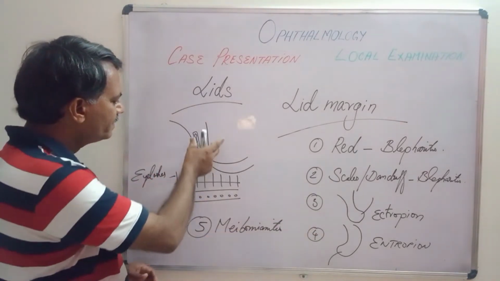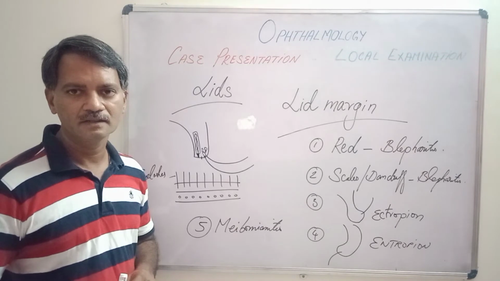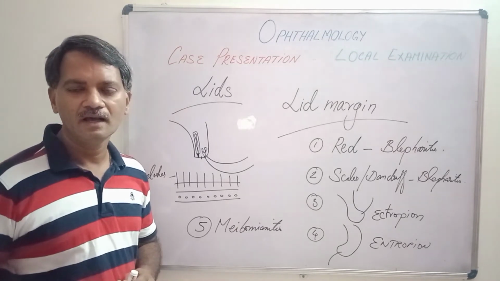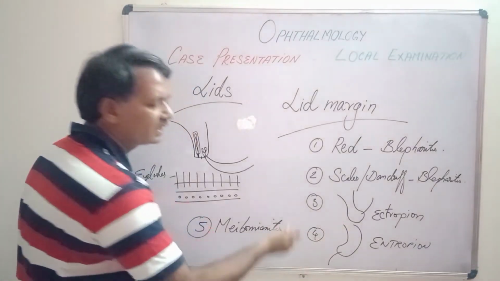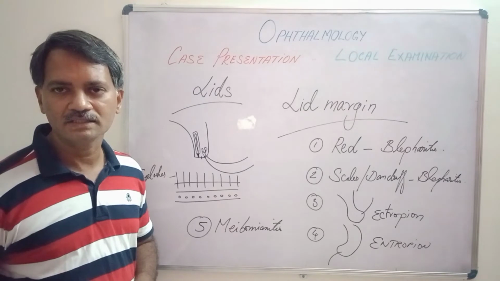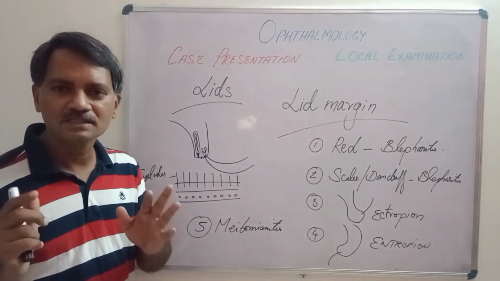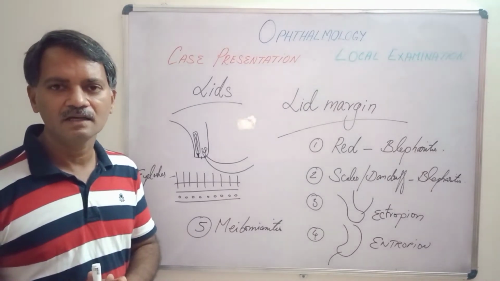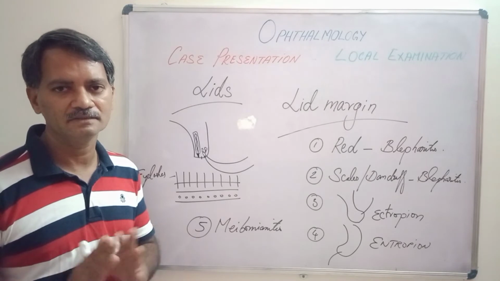Sometimes the lid may be turned outwards, that is called ectropion, eversion of the eyelid margin. Sometimes the lid may be turned towards the eye itself, inversion of the lid margin, that is called entropion. So these are some of the conditions that we will commonly come across in the lid margin.